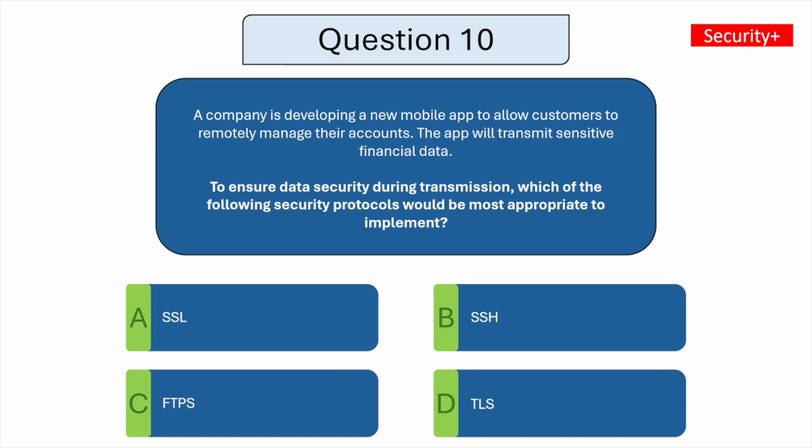Question 10. A company is developing a new mobile app to allow customers to remotely manage their accounts. The app will transmit sensitive financial data. To ensure data security during transmission, which of the following security protocols would be most appropriate to implement? A. SSL. B. SSH. C. FTPS. Or D. TLS.